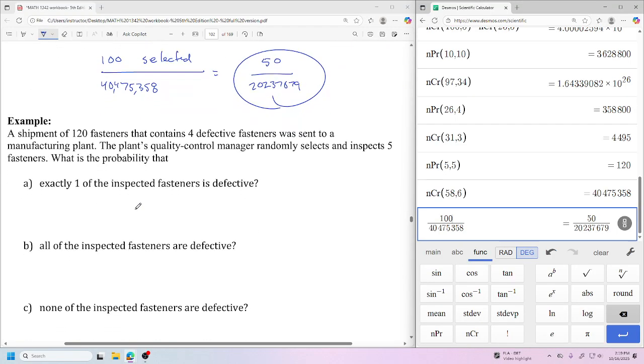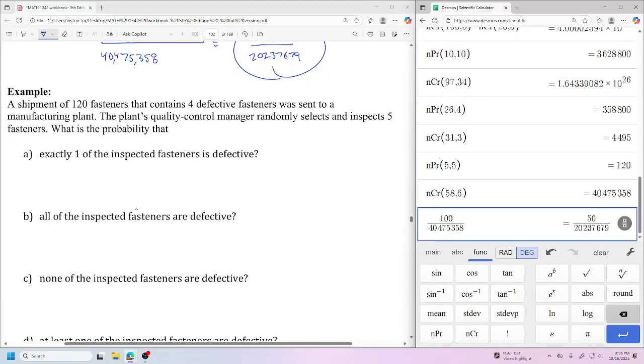There's a little bit more in this one. A shipment has 120 fasteners, but 4 are defective. So they just got a big old box of these things, but we know 4 of them are messed up. They're pulling 5 of them out randomly and seeing if they're defective or not. What's the probability of exactly 1 being defective?